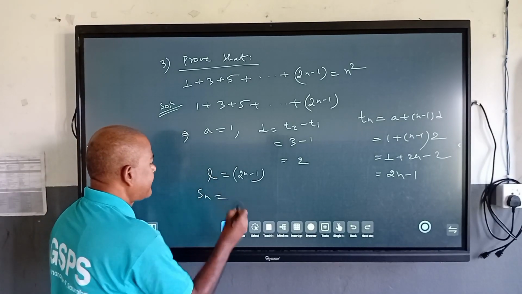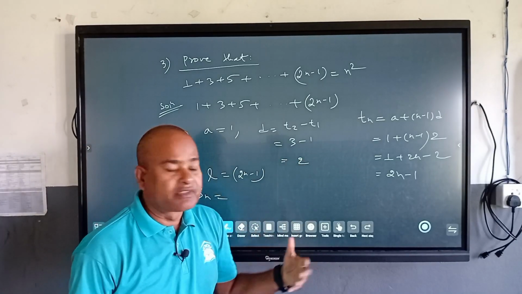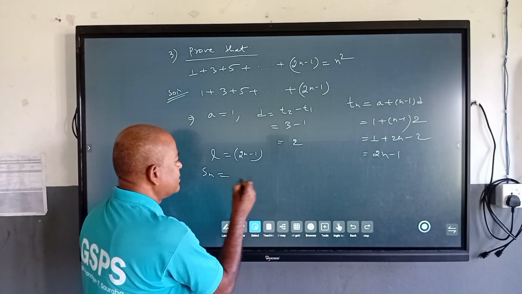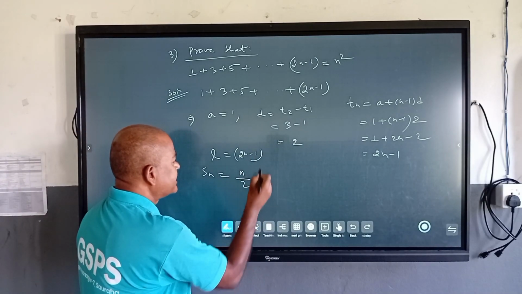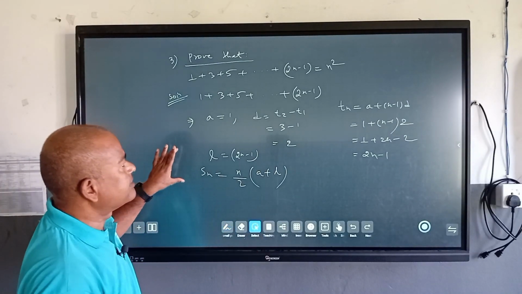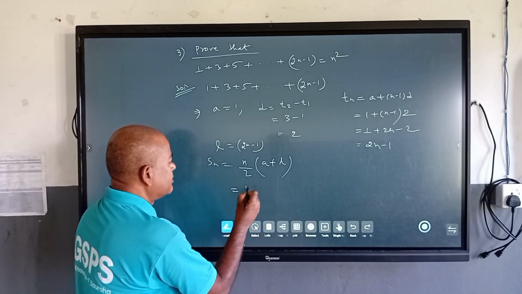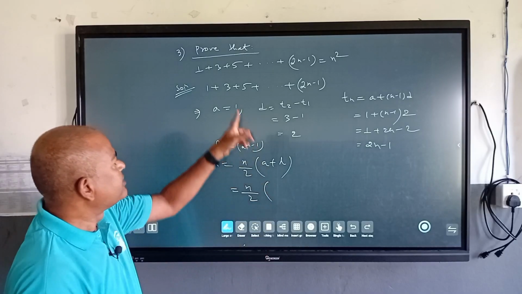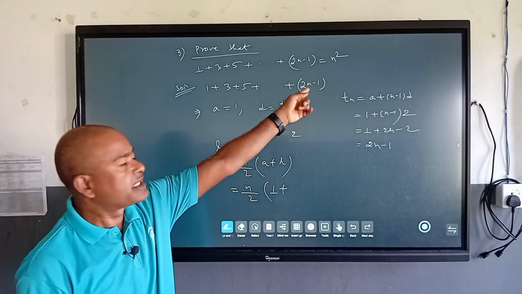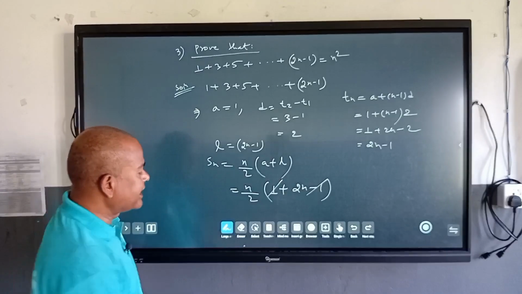Now we know that when the first term and last term of an arithmetic series are given, the sum of the series is given by the formula Sn equals n by 2 times a plus l. Dear students, let's put the value of the first term and last term of the given series. N over 2 times a, the first term, which is 1, plus the last term 2n minus 1. Plus 1 and minus 1 we can cancel.